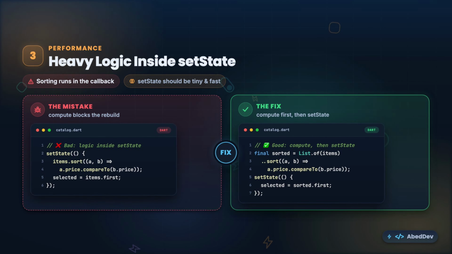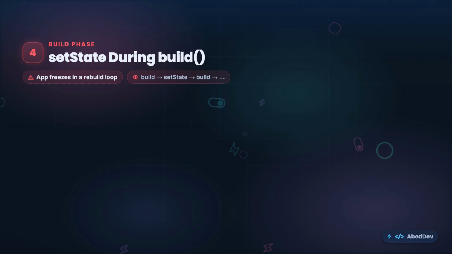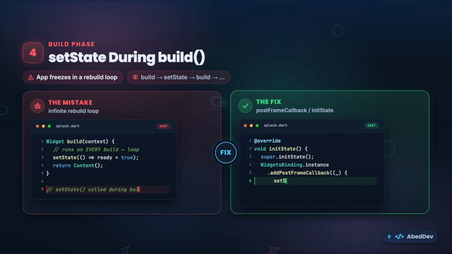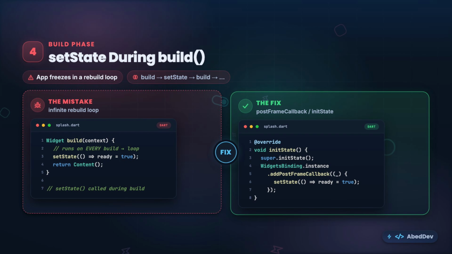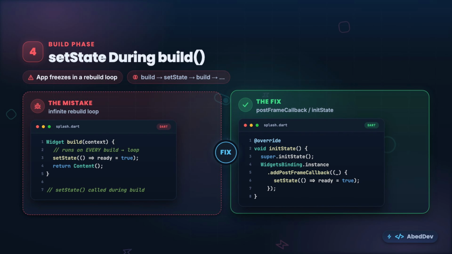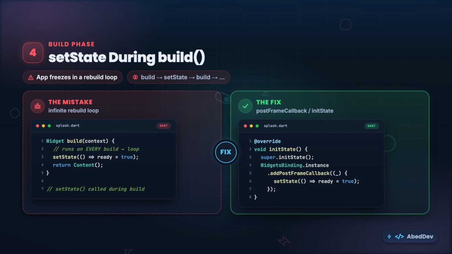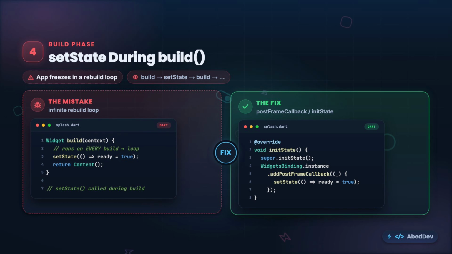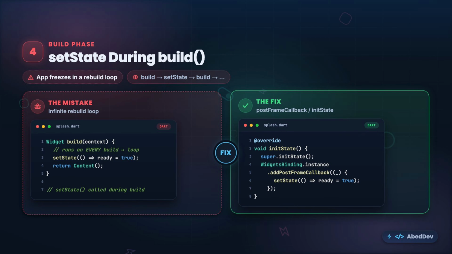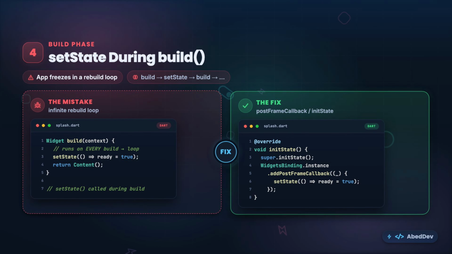finished result. Number 4. Calling setState during build. The moment you do, you tell Flutter to rebuild from inside the build that's already running. Build calls setState, which triggers a build, which calls setState, and the app freezes solid. The fix: move that call out of build into initState for one-time work, or a post-frame callback if it truly has to run after the frame.